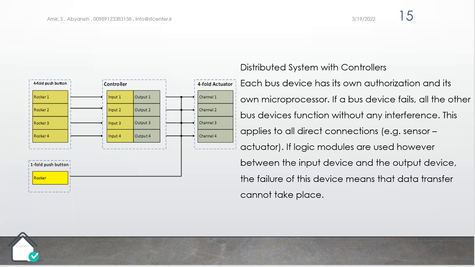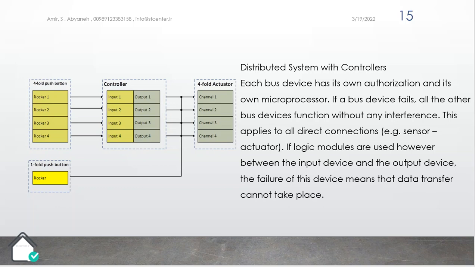So what the book provides us: the book says each bus device has its own authorization and its own microprocessor. Yes, in KNX, each bus device has its own microprocessor. If a bus device fails, all the other bus devices function without any interference. This applies to all direct connections like sensors and actuators. If logic modules are used, however, and this is so important, between the input device and the output device, the failure of this device means that the data transfer cannot take place.